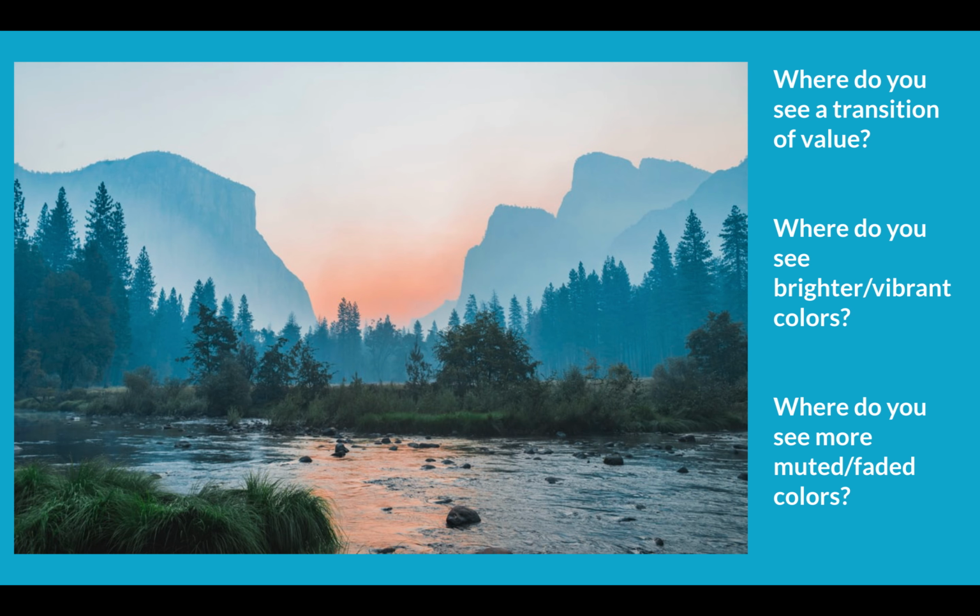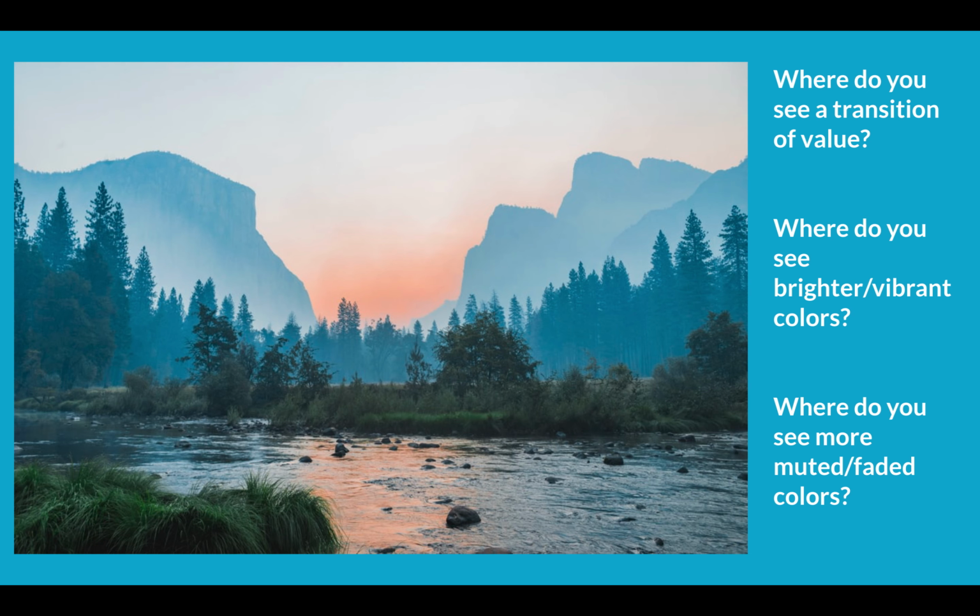So here's that same photograph from the first slide. I want you to take a moment and just do that critical thinking. Use that really observational eye that you've developed in this class. Where do you see a transition of value? Meaning, where do you see a color that is maybe a little bit more vibrant, or maybe even sometimes we call it darker, and then it getting lighter and lighter and fading?